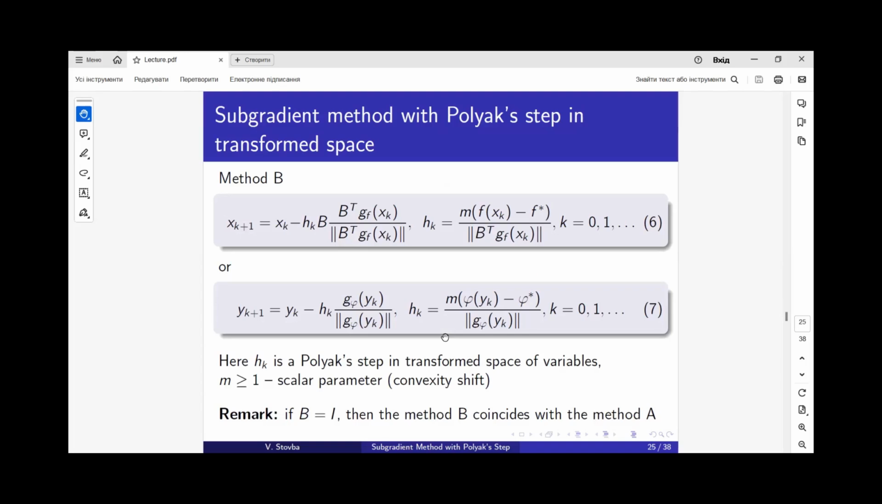And the subgradient method with Polyak step in the original space, you can see here in this formula. If we want to rewrite it in the transformed space, within variables y, we can do this, and it's formula 7. As you see, it coincides absolutely with the method in the initial space without space transformation. It shows us that these are not two different methods. This is one and the same method, but it works in the transformed space of variables. This transformation is defined by this matrix B, which is set here and in other places. Moreover, we have a remark which says that if this matrix B equals the identity matrix, then method B coincides with method A absolutely.